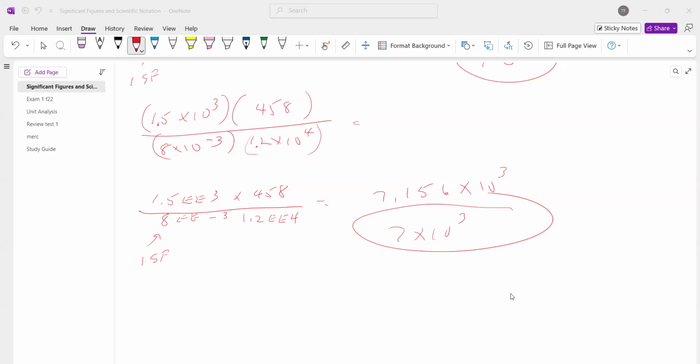And then we're going to divide again with 1.2 E4. All I had to do was type in that problem with those steps, and then it'll give me this. That's 7.156 times 10 cubed, and then going to 1 sig fig, it's 7 times 10 cubed.